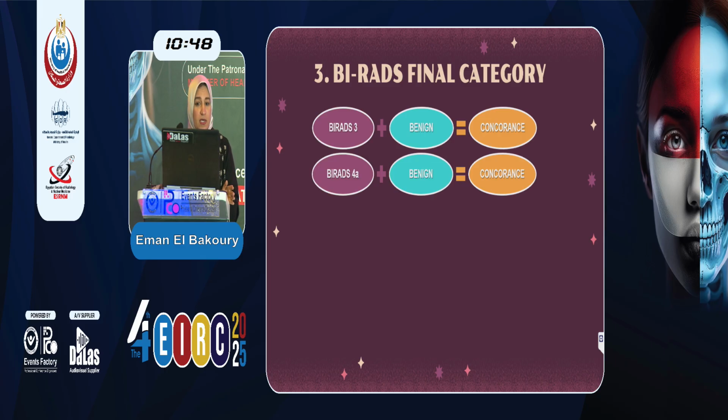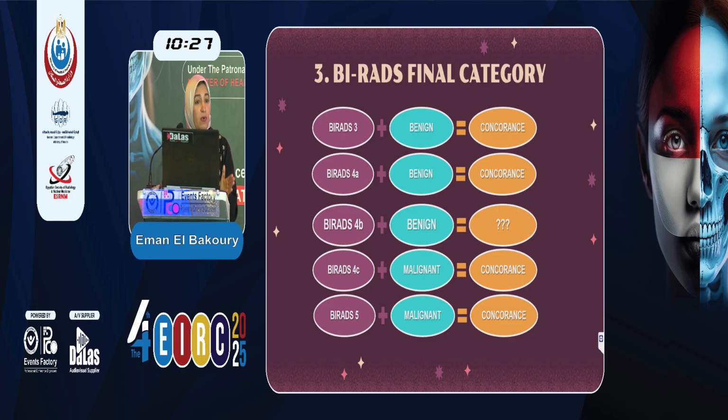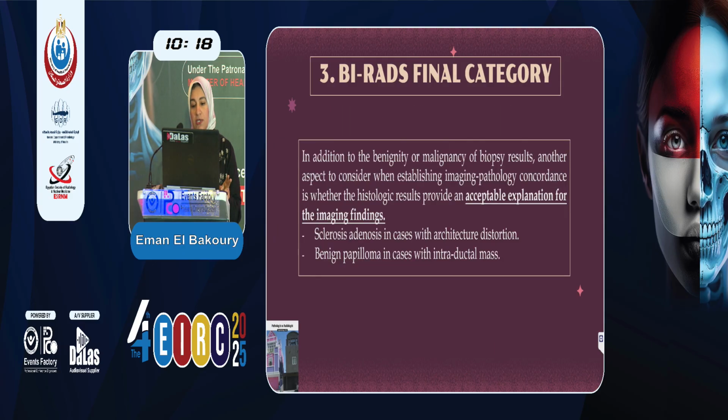Finally, we reached the BI-RADS category. When we are talking about a BI-RADS 3 or 4A lesion and you got a benign pathology, this is a concordance. Despite being a 4A lesion, you have a chance of 80% incidence of benignity. And when you are going to talk about a 4C and 5 lesion and you got a malignant pathology, again, this is a concordance. However, if you have a BI-RADS 4B lesion and the biopsy got a benign finding, please re-evaluate both the biopsy and the radiological finding.